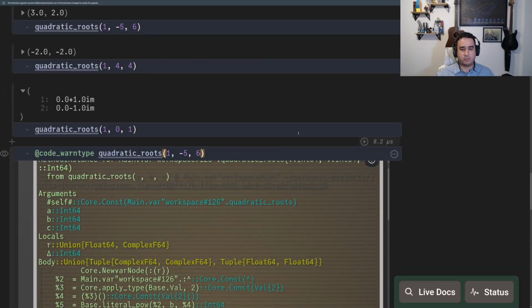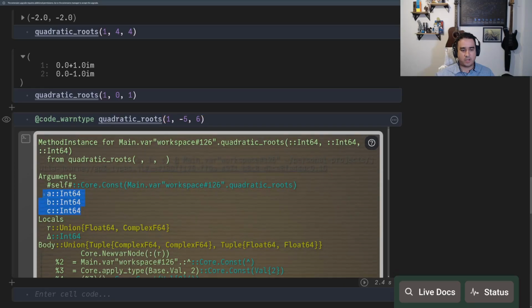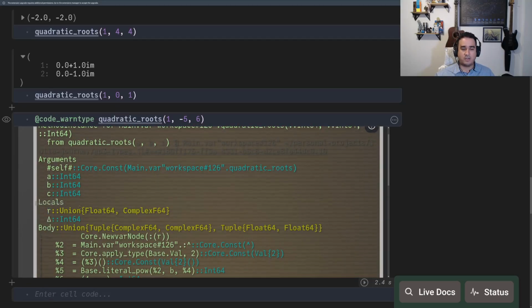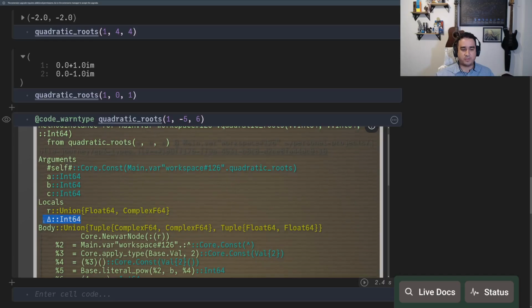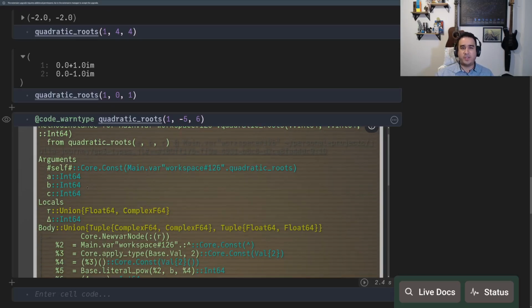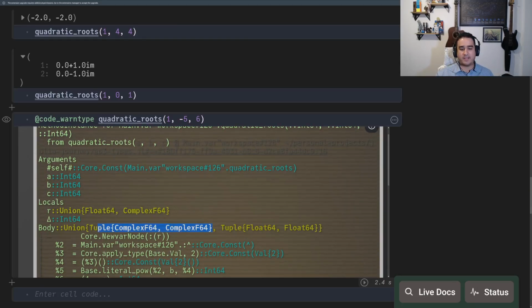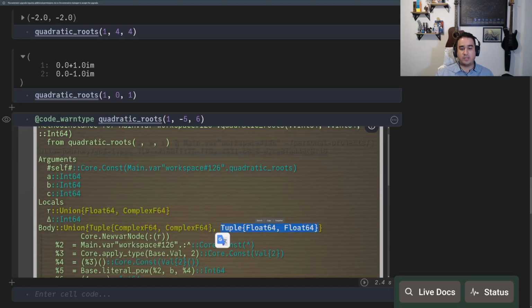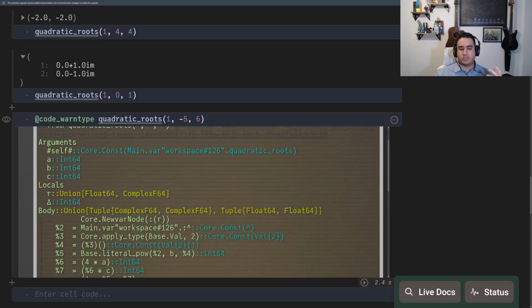So here we have the quadratic roots of 1, minus 5, and 6. You have a lot of things going on here, but this is what we want to focus on. The arguments a, b, and c are of type Int64. You have some locals, the value of r, which is a union of Float64 and ComplexF64. The value of delta is always an integer for this input. So I want to determine the type of the output from the type of the input, and that's the issue here. We cannot decide whether we're going to have a complex number or a real number as output. And because of that, Julia is using a union of these two types. So this is a warning. This is shown in yellow, which means this is not so great.